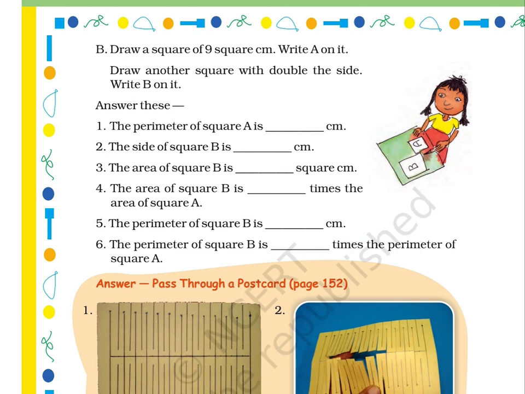1. The perimeter of square A is dash centimeters. 2. The side of square B is dash centimeters. 3. The area of square B is dash square centimeters. 4. The area of square B is dash times the area of square A. 5. The perimeter of square B is dash centimeters. 6. The perimeter of square B is dash times the perimeter of square A.